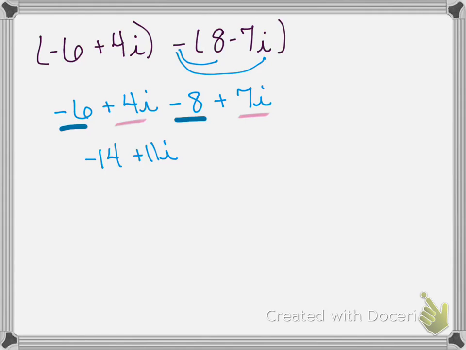Okay. I cannot combine negative 4 and 11i because they are unlike terms. You treat it the same way you would treat negative 14 plus 11x. Could I combine negative 14 and 11x? Could I combine those? No, because they are not like terms. I can't combine them. Therefore, I cannot combine negative 14 and 11i.